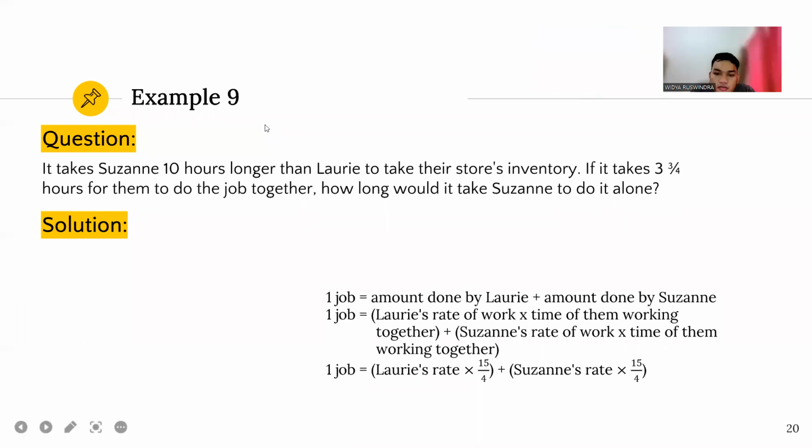For example 9, it takes Susan 10 hours longer than Laurie to take their store's inventory. If it takes 3 3/4 hours for them to do the job together, how long will it take Susan to do it alone?